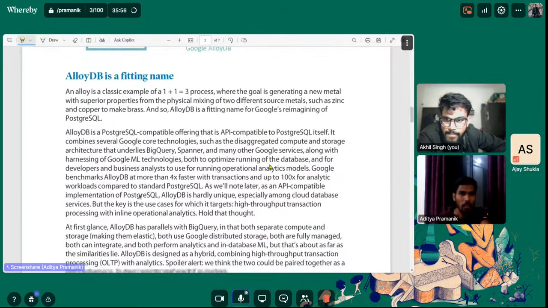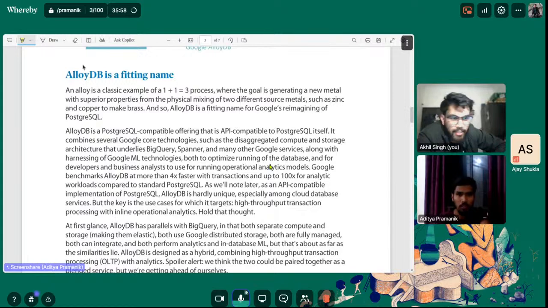Now AlloyDB again. Yeah. So Ajay, can you take this up? AlloyDB is a fitting name. We can go paragraph by paragraph, small paragraph to small paragraph. Yeah.